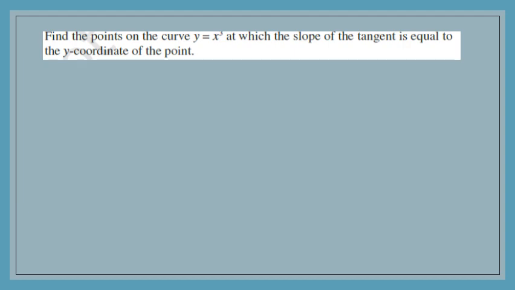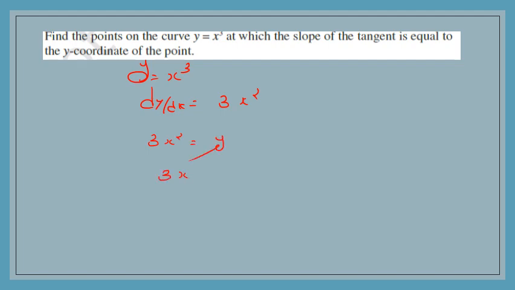Next, find the points on the curve y is equal to x cube at which slope of the tangent is equal to y coordinate of the point. So y is equal to x cube, this is our curve. So what is dy by dx? dy by dx is 3x square. And slope of the tangent is equal to what? y coordinate of the point. So what we can say? 3x squared is equal to y coordinate.